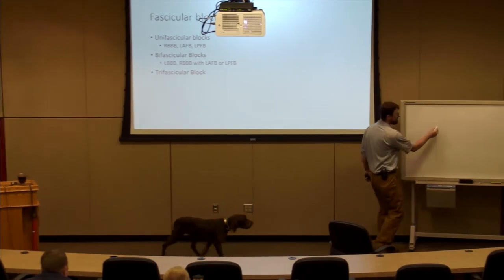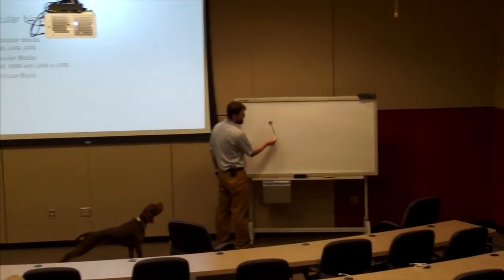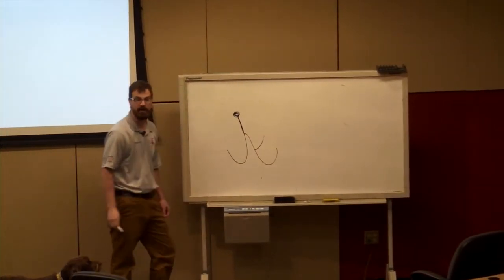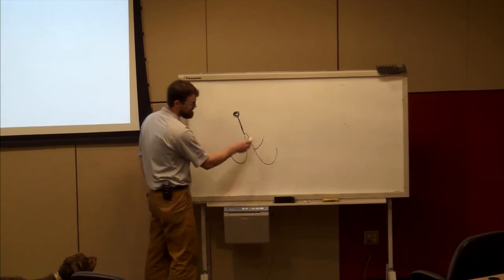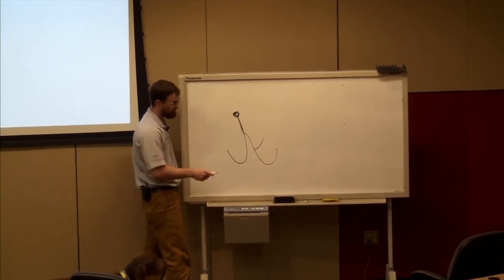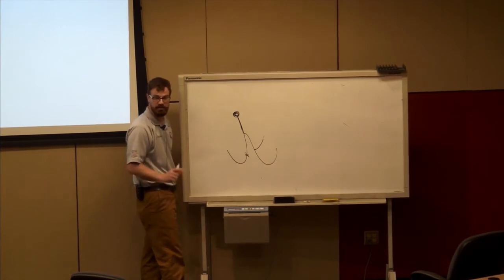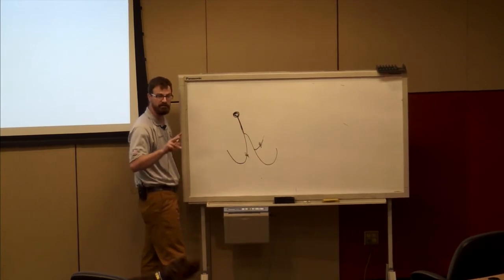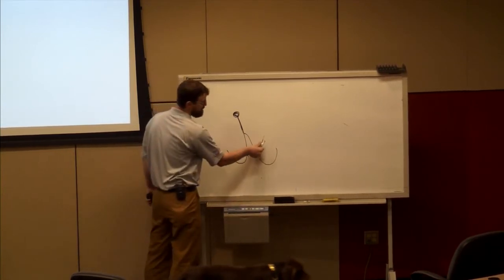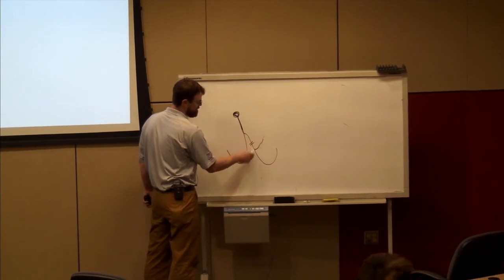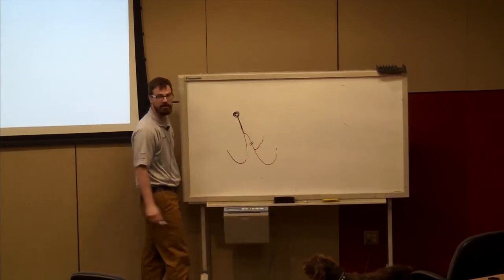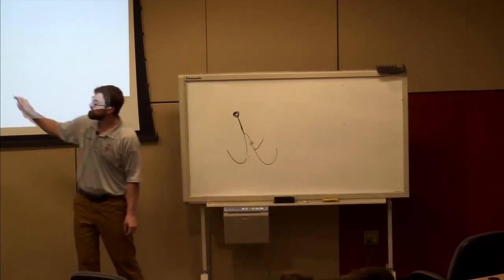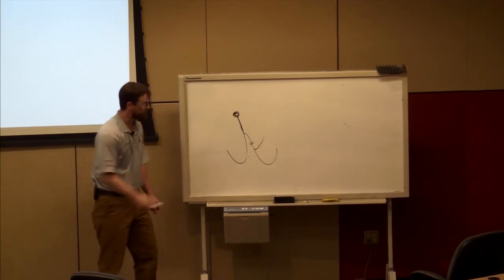So if I have my AV node here, and I have a common His bundle, a left bundle which has an anterior and a posterior fascicle, and a right bundle, each one of these is its own fascicle. So a right bundle block is a unifascicular block. A right bundle and a posterior fascicular block is a bifascicular block. A pure left bundle branch block is a bifascicular block because I take out two. That makes sense?